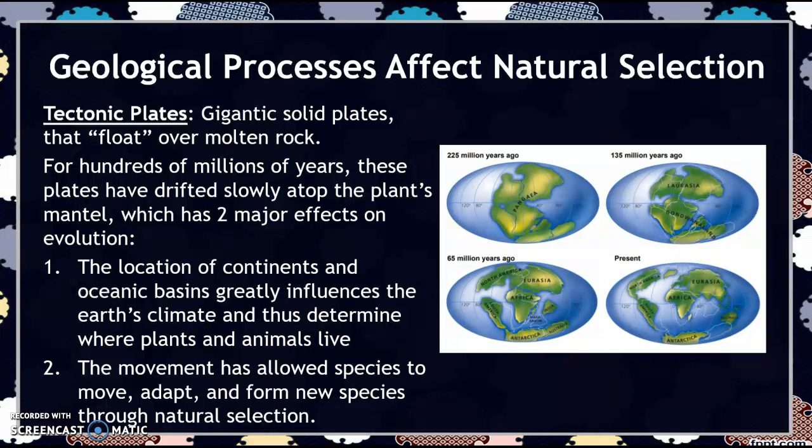Also, the movement has allowed species to move, adapt, and form new species through natural selection. So this figure over here shows the movement of our continental plates and how it looked 225 million years ago in the whole big continent called Pangaea to present day.